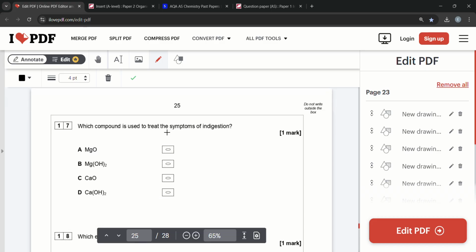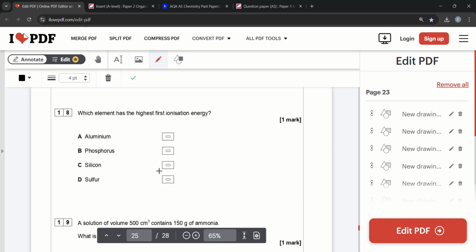Which compound is used to treat the symptoms of indigestion? Magnesium hydroxide, Mg(OH)2. Which element has the highest first ionization energy? Okay. So for this, we want to look at the one with the highest nuclear charge.